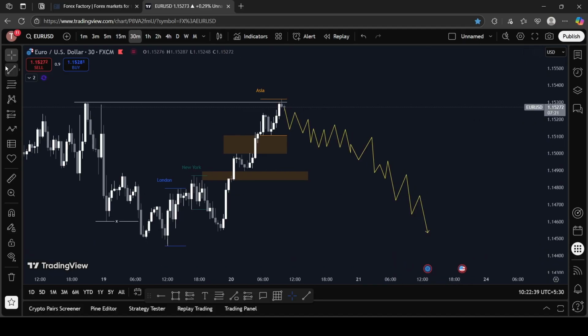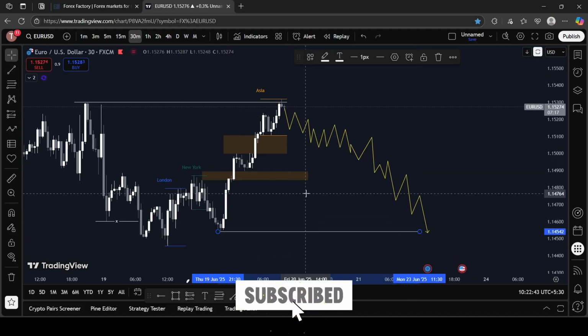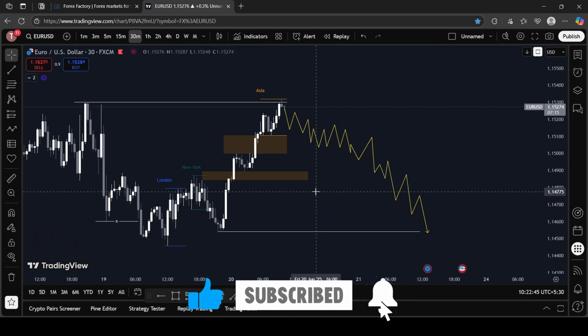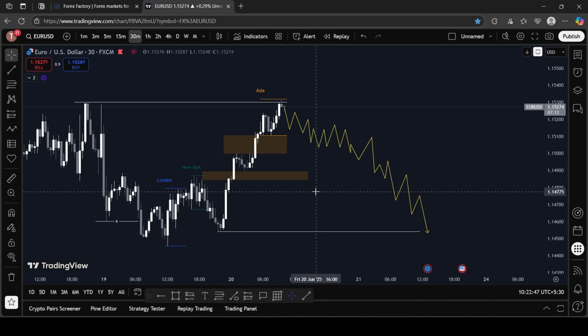And if we break this particular low, then most likely the price will show that it is going to be bearish in the coming future. So this is what I'm anticipating right now.